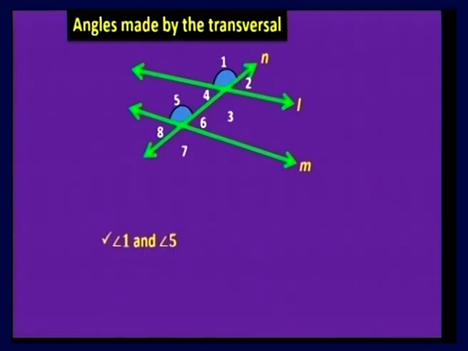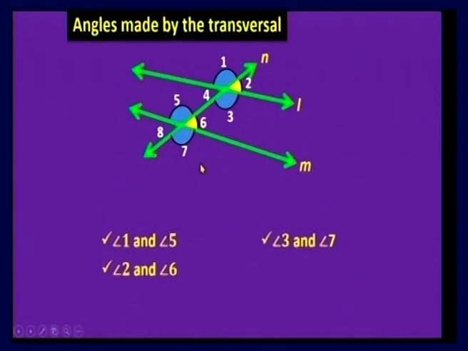Now let us look at these angles 1 and 5, then 2 and 6. Similarly, 3 and 7, 4 and 8. Such pairs of angles are called corresponding angles.